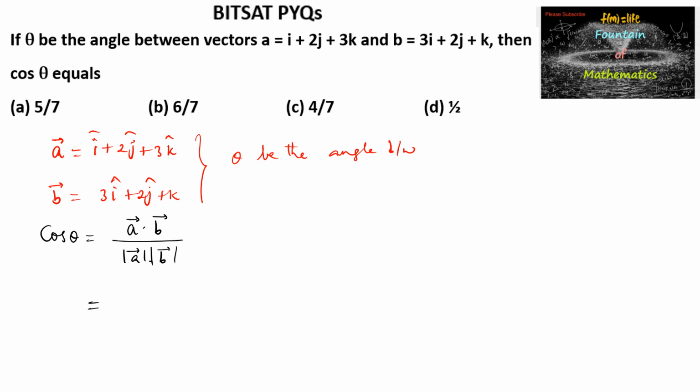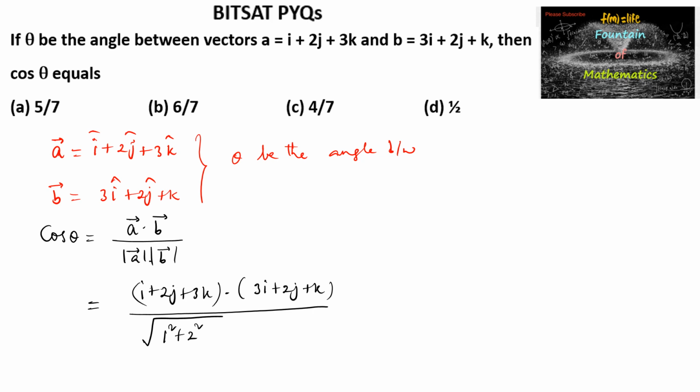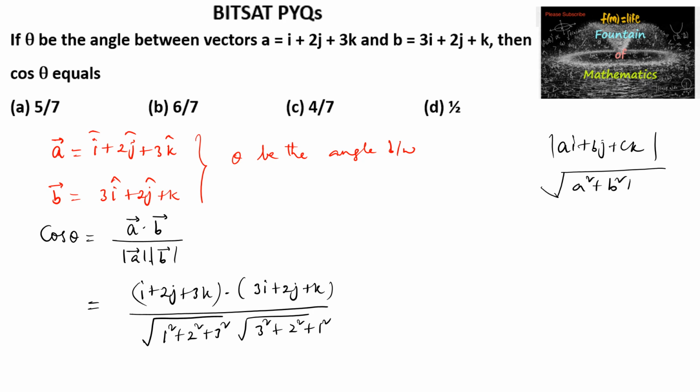So we can write the dot product of these two vectors, i plus 2j plus 3k dot product with 3i plus 2j plus k, divided by mod A, which can be taken as root of 1 square plus 2 square plus 3 square, and mod B can be taken as root of 3 square plus 2 square plus 1 square, because we know that if a vector is ai plus bj plus ck, then its mod can be taken as root of a square plus b square plus c square.